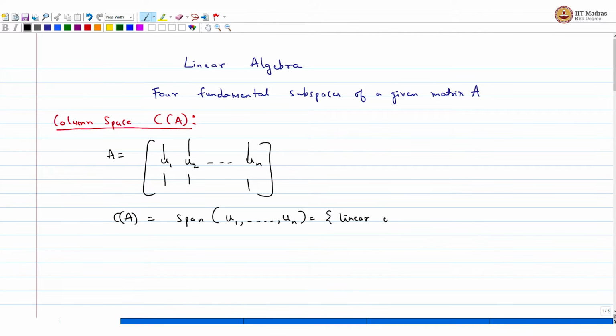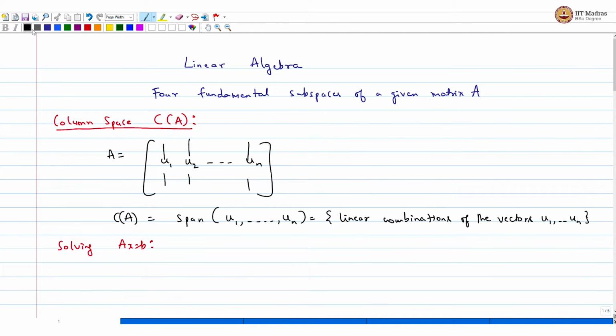all linear combinations of the vectors U1 until Un. And column space has connections to solving Ax equals B, as you know. So if I want to look at solving Ax equals B, then column space plays a role.